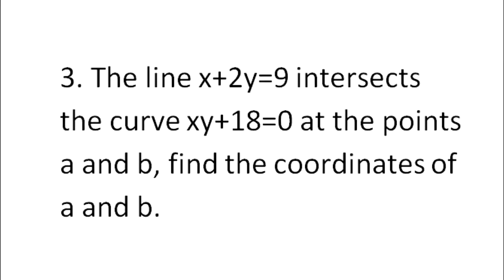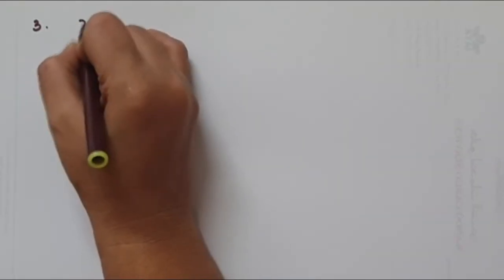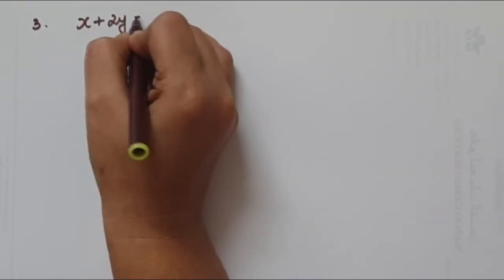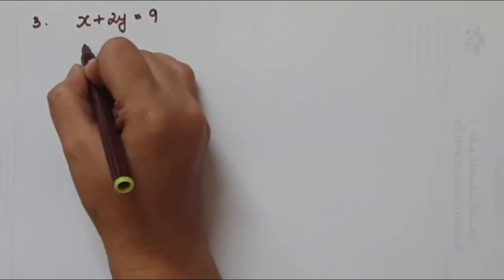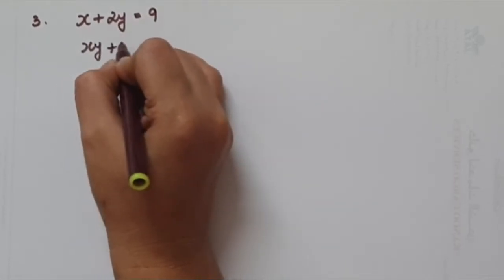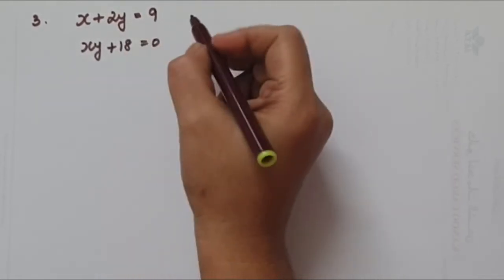Now the third question: the line x plus 2y equal to 9 intersects the curve xy plus 18 equal to 0 at the points A and B. Find the coordinates of A and B. The third question, the equations are x plus 2y equal to 9 and xy plus 18 equal to 0.